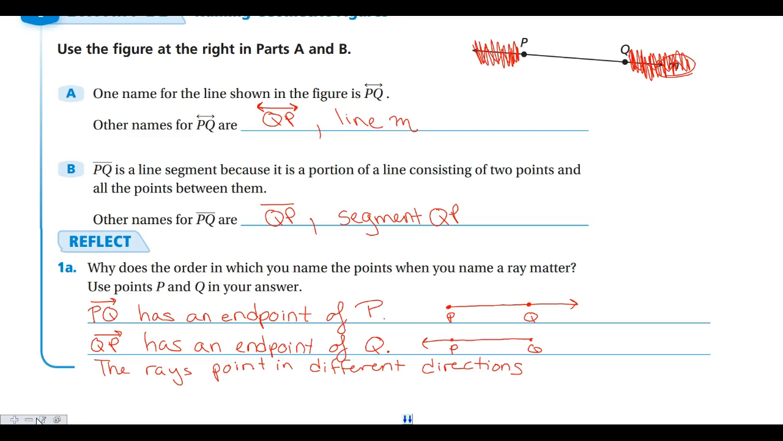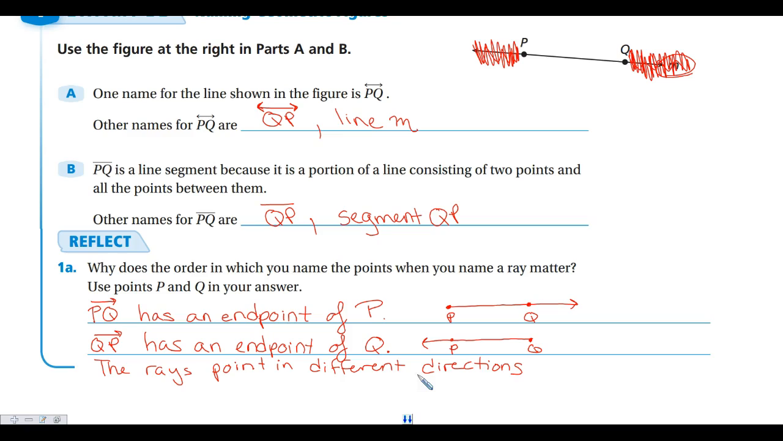Okay, so let's take a look. You may have this written in your own words, and that's fine. But if what you have doesn't match what I have up here, please make sure that you fix your answer. So when we look at ray PQ and ray QP, the rays are going to point in different directions. Ray PQ has P as an endpoint, and ray QP has Q as an endpoint. So ray PQ will start at P and go through Q, and ray QP will start at Q and go through P. Please keep that in mind when you're naming rays.